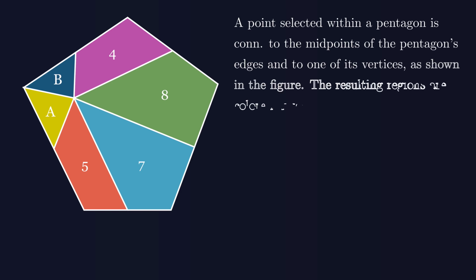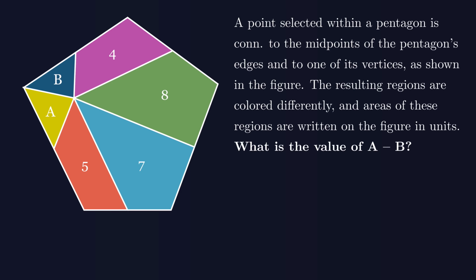A point selected within a pentagon is connected to the midpoints of the pentagon's edges and to one of its vertices, as shown in the figure. The resulting regions are colored differently, and areas of these regions are written on the figure in units. What is the value of A minus B?